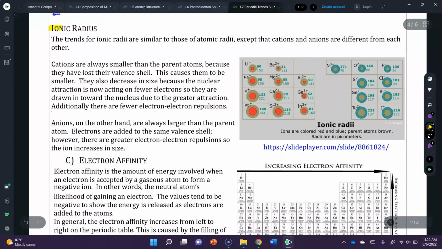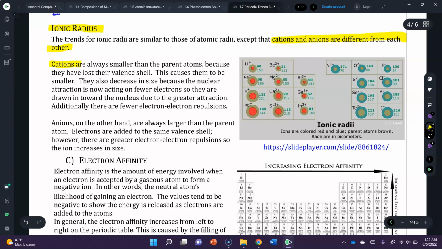Ionic radius is the next trend. The trend for ionic radius is similar to that of atomic radii, except that cations and anions are going to be discussed separately from each other. Like, you can't really compare the two because one's losing, one's gaining.